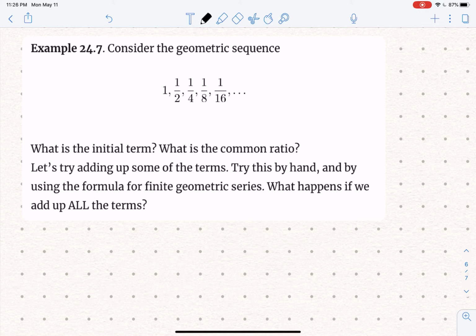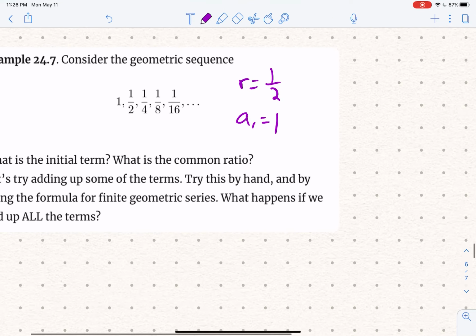Okay. So first of all, is this a geometric sequence? I claim that it is, and I claim that you can tell by looking: each time we move from one term to the next, we multiply by a half. And that says to me that our r is 1/2, and we also have a1 that's equal to 1. So that tells us the initial term and the common ratio, and what I want to do is try adding up some of the terms.